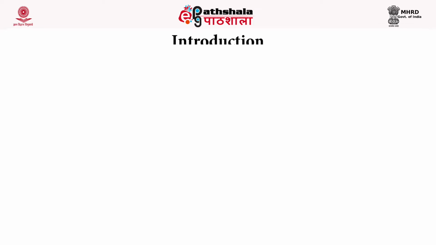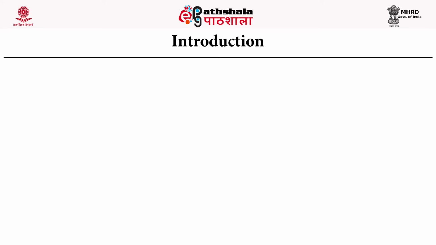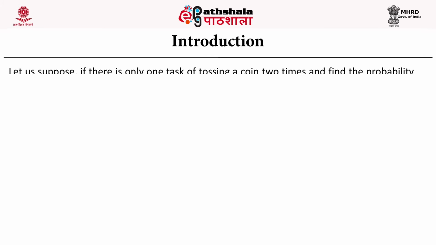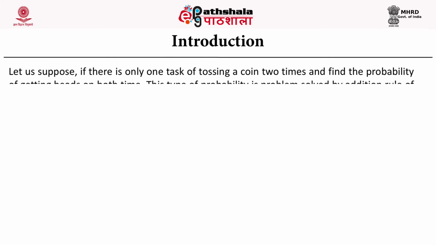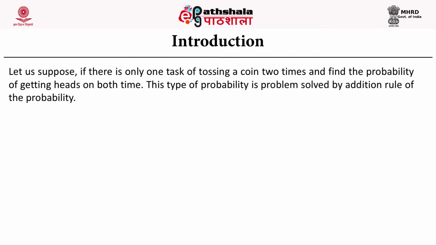Introduction. Let us suppose there is only one task of tossing a coin 2 times and finding the probability of getting heads both times. This type of probability problem is solved by the addition rule of probability.